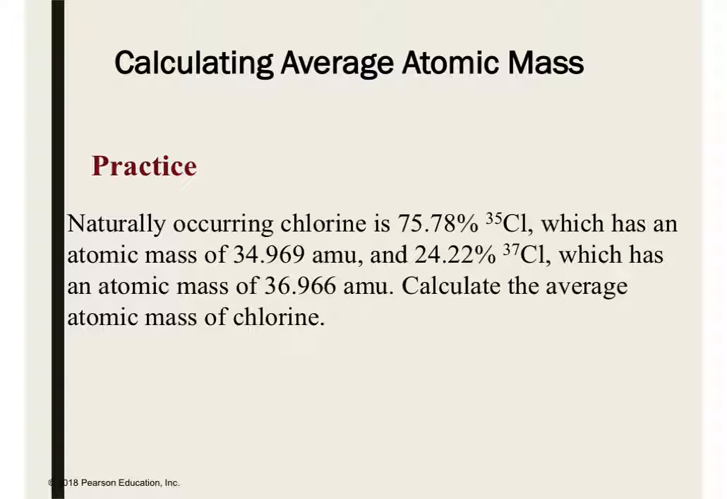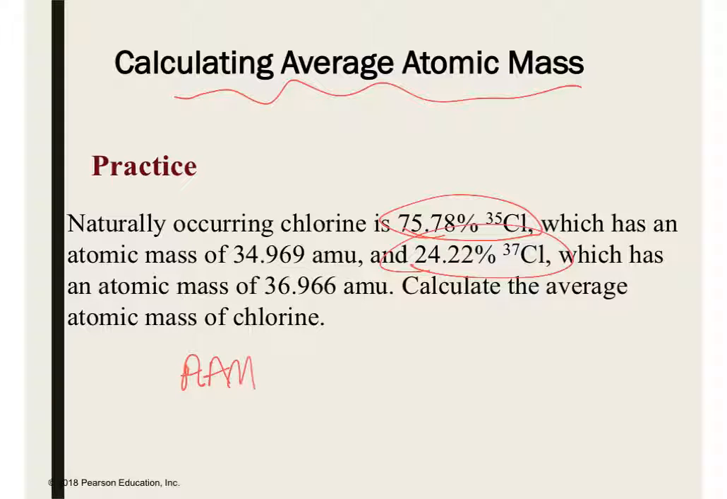Alrighty, so here is a sample problem to calculate average atomic mass. This problem is for chlorine, which has 2 isotopes. And so following the formula that I just gave you, the average atomic mass for chlorine, let's start with chlorine 35. So we need the fraction of it. So you take the percent divided by 100. So that gives you 0.7578.